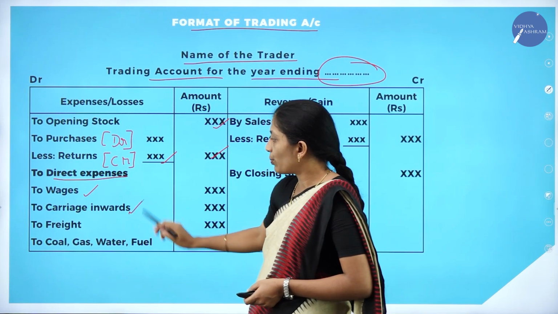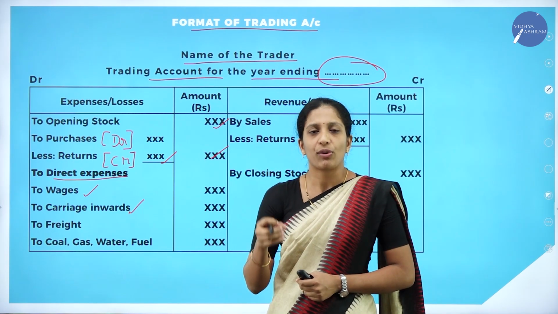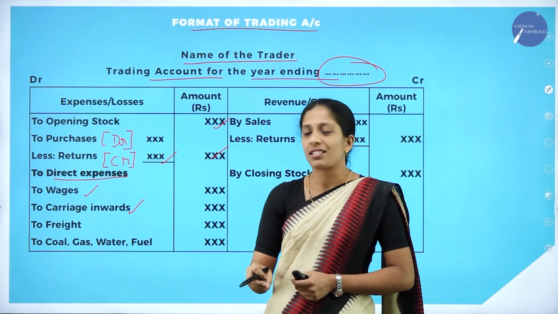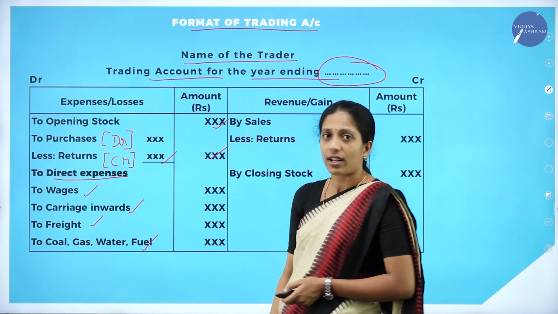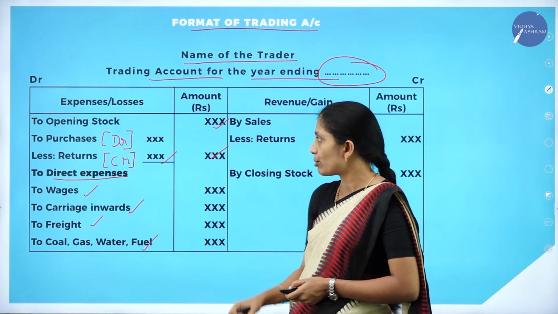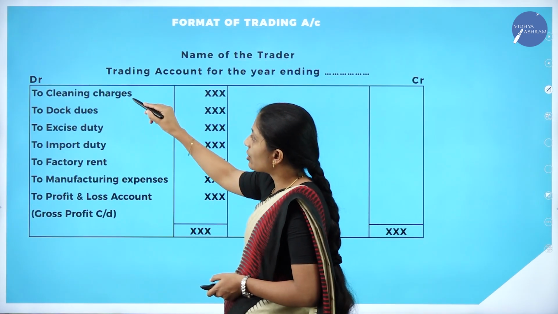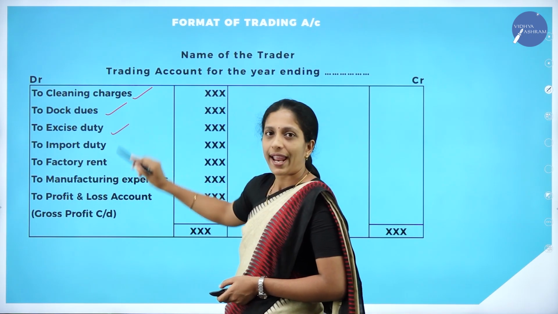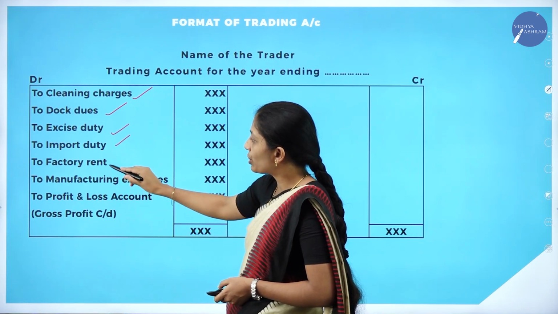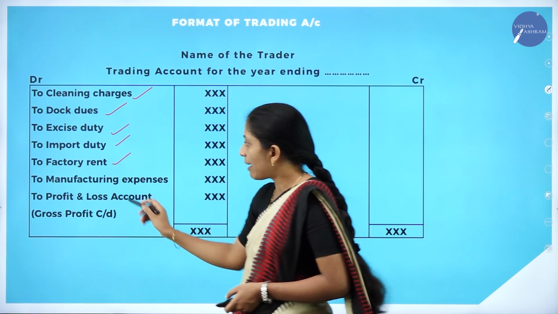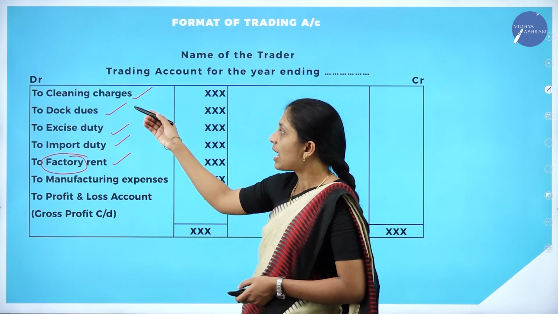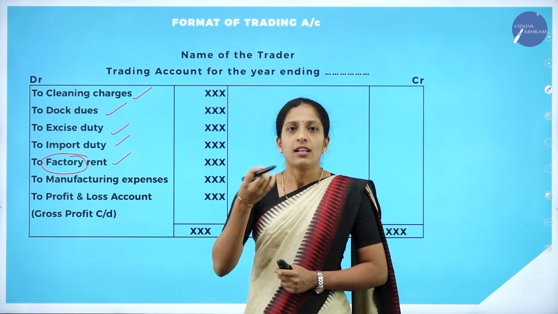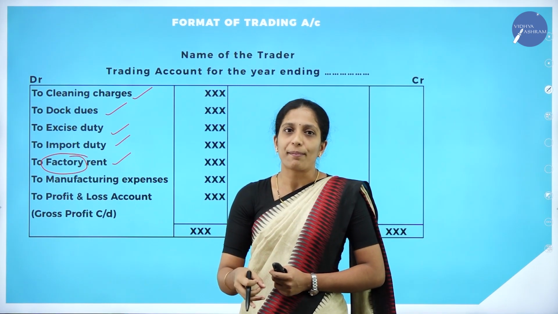Next, carriage inwards. While importing, we are paying some of the duties, that is carriage inwards, freight, coal, gas and water. While manufacturing, all these are used. Next, cleaning charges, dock dues, excise duty, import duty, factory rent. Here they have specifically mentioned it is factory rent, so it is a direct expense, and all these dues are incurred while importing the raw materials.